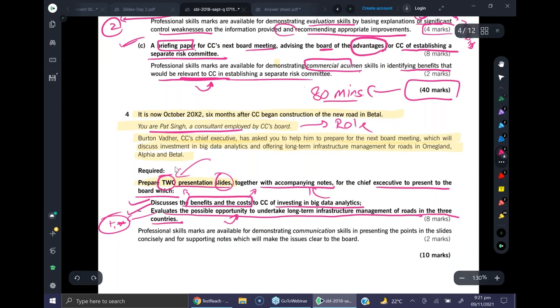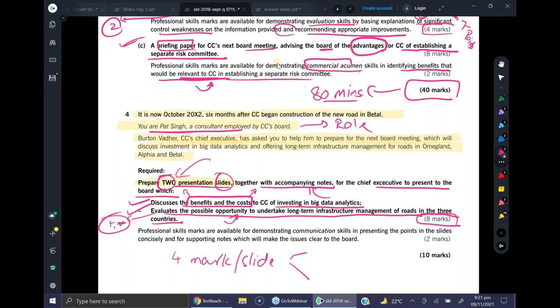There are a total of 8 marks. And how many slides do we have to make? 2 slides. So can I say 4 marks per slide? Exactly. Each slide will have a separate speaker notes option for you. 4 marks per slide. And can I say that this is divided as 2 marks for the slide itself and 2 marks for speaker notes?